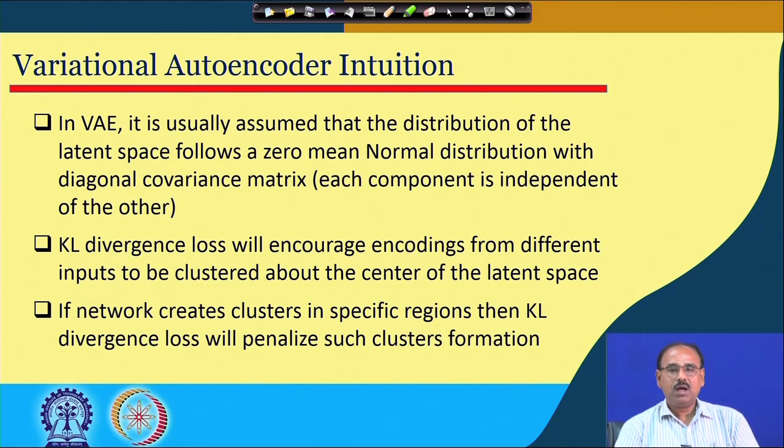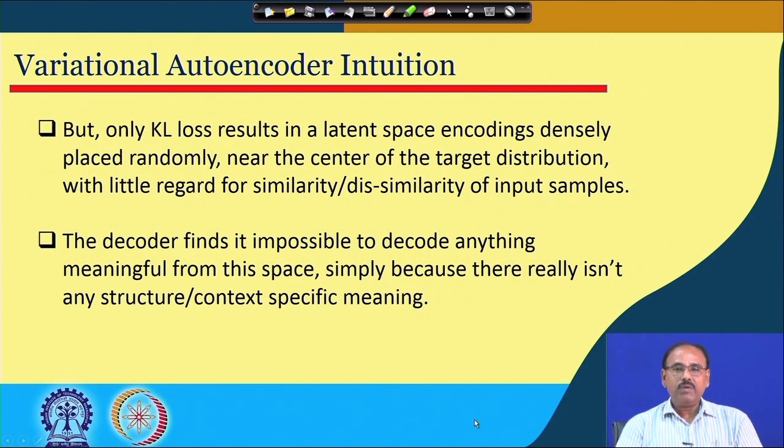So, minimizing the KL divergence loss encourages encodings from different inputs to be clustered about the center of the latent space, because we have specified the target distribution to be 0 mean and unit variance, whereas the data loss will try to maintain the compactness of the clusters of the vectors belonging to the same class of data. So, we have to use both the KL divergence as well as the data loss together.